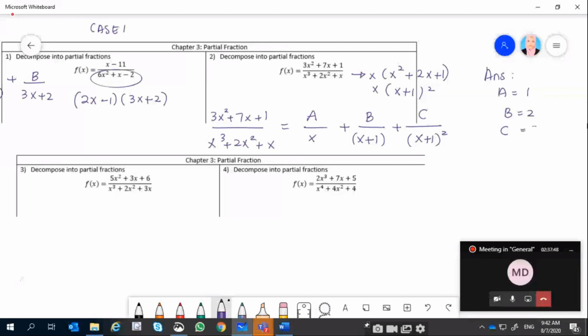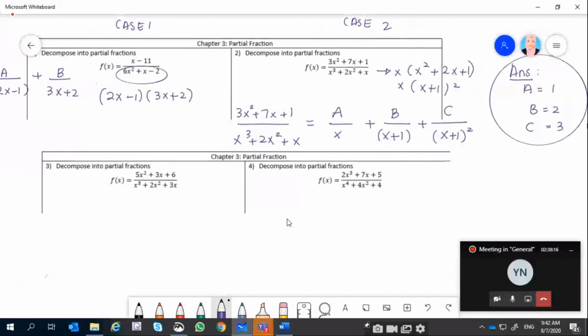Wait, I have a question. What kind of factors is this? It is a repeated linear factor, case 2. But it is combined with the first case as well, linear factor and repeated linear factor, because there's x also, right? Yes. This is confusing. So it can mix together case 1 with case 3, case 2 with case 1, and so on.